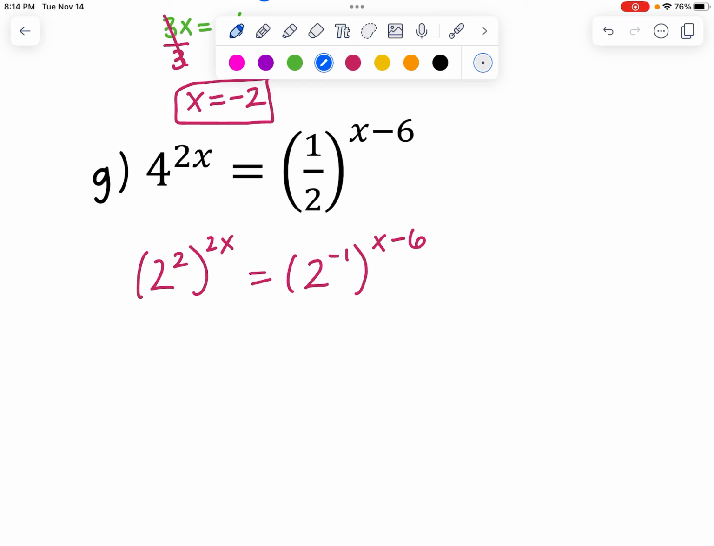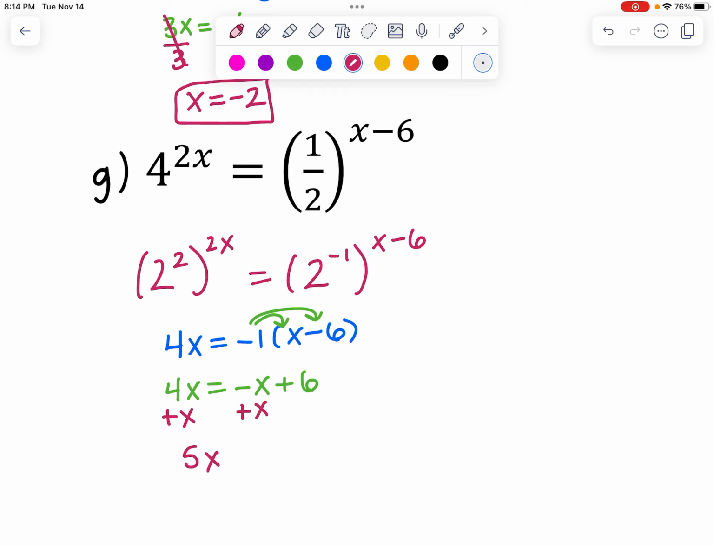Now we can drop the bases and set the exponents equal. I get 4x equals -1 times x minus 6. Now when I distribute that -1, I'm going to get -x plus 6 by multiplying by the -1. Now I'm going to get the x's together by adding x to both sides. 5x equals 6. Finish solving for x by dividing both sides by 5, and I get x equals 6/5.